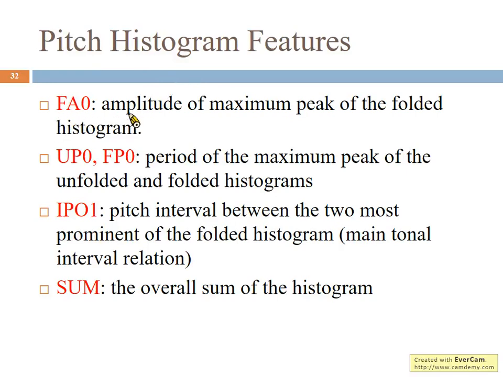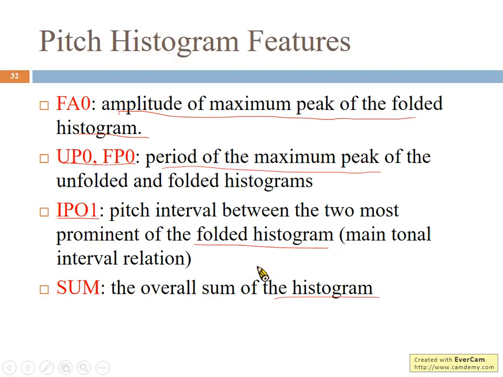Based on the pitch histogram, we now extract the following features. FA0 is the amplitude of the maximum peak of the folded histogram. UP0 and FP0 are the periods of the maximum peak of the unfolded and the folded histogram. IP01 is the pitch interval between the two most prominent peaks of the folded histogram. Sum is the overall sum of the histogram. So these features are quite simple, but we take a lot of effort to obtain the folded histogram and the unfolded histogram.